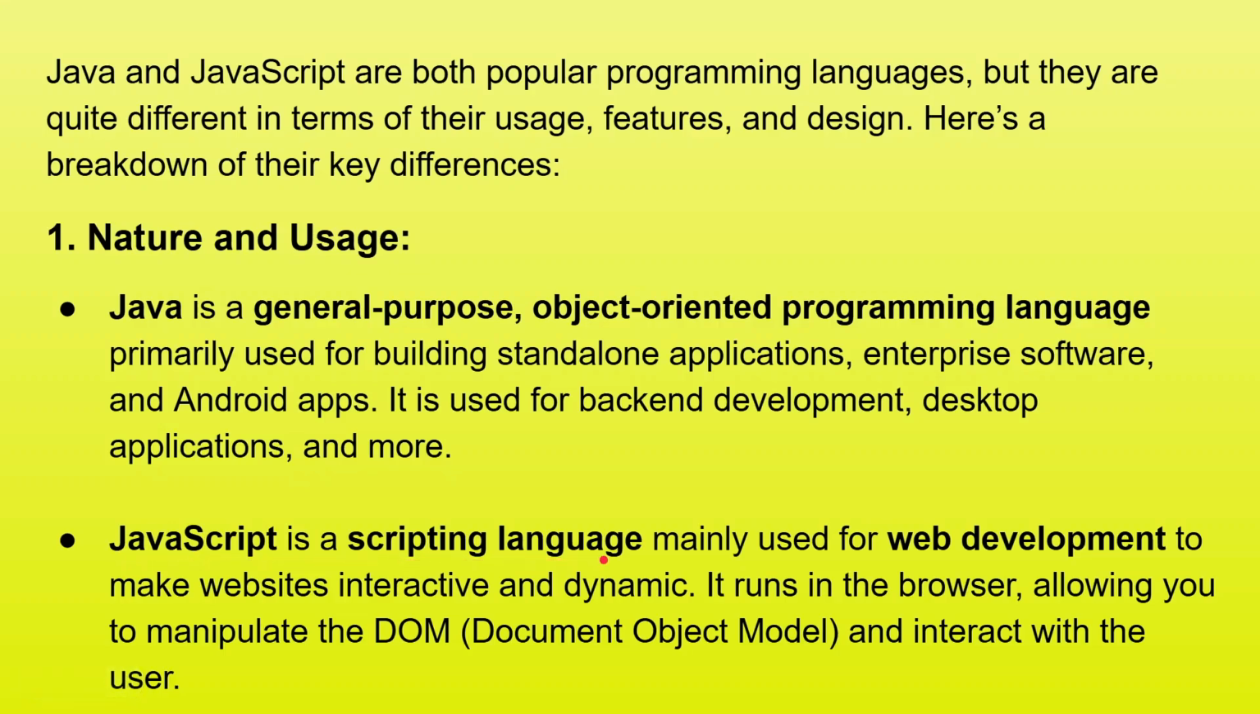JavaScript is a scripting language mainly used for web development to make websites interactive and dynamic. It runs in the browser, allowing you to manipulate the DOM, which is the Document Object Model, and interact with the user.